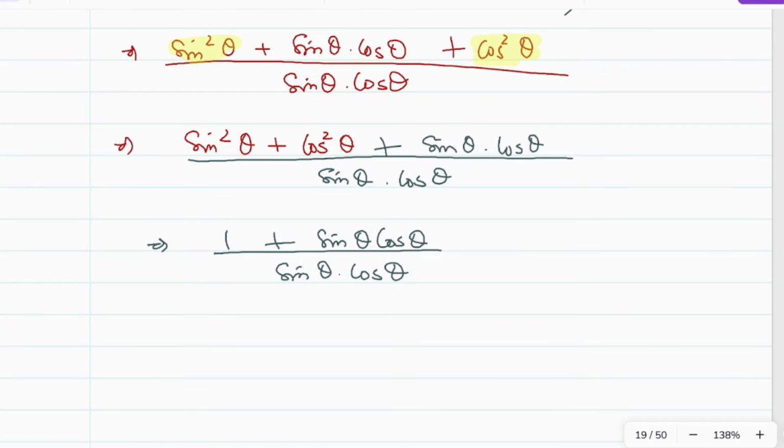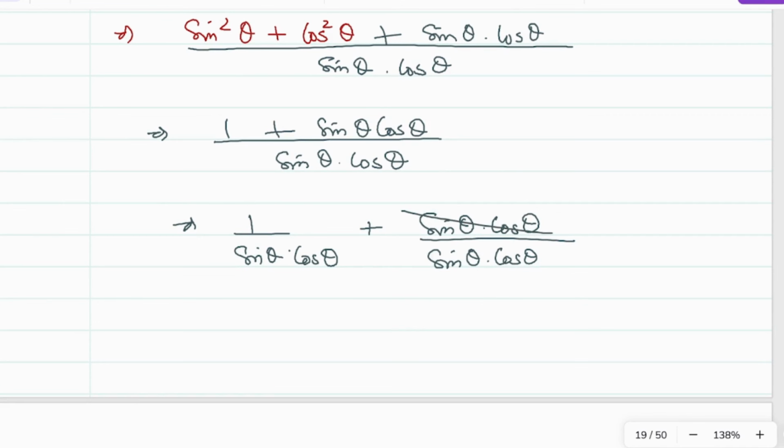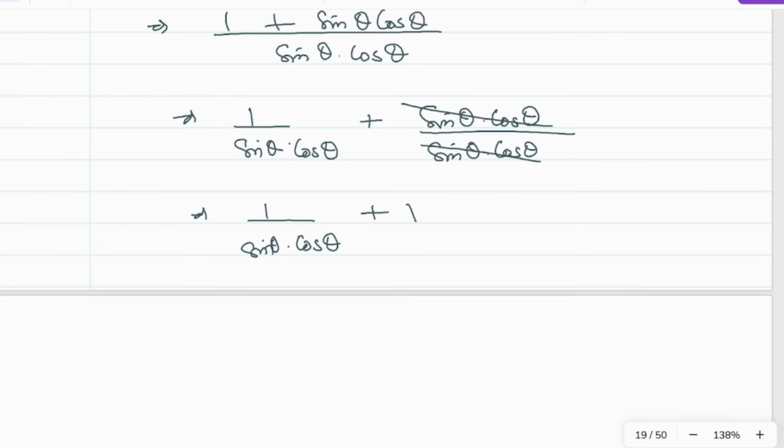I can rewrite this equation as 1 by sin theta into cos theta plus sin theta cos theta divided by sin theta cos theta, because I split the denominator. Now I can cancel them both, which is equal to 1 by sin theta into cos theta plus 1. In this way I can write this one.